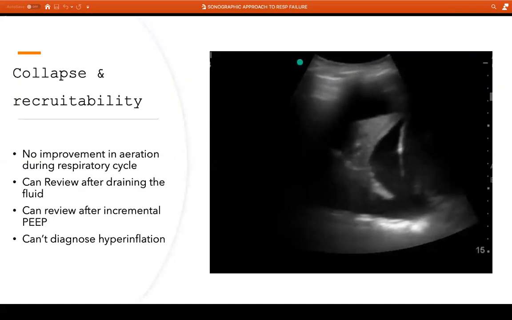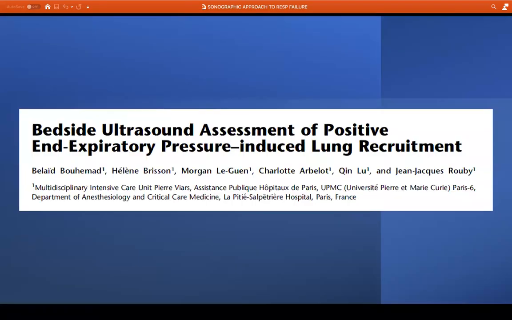Ultrasound can also be used to check the collapsibility and recruitability of a collapsed lung. In this situation, we can clearly see there is no improvement in the aeration of the lung during the respiratory cycle. We can review it again after drainage of the fluid. If it is compression atelectasis because of the fluid, it should open up a bit. We have to give incremental PEEP to open up the lung. But we also need to remember that optimum PEEP may not be confirmed by ultrasound, because ultrasound cannot diagnose hyperinflation. Whether the lung is optimally inflated or hyperinflated, we cannot differentiate with lung ultrasound.